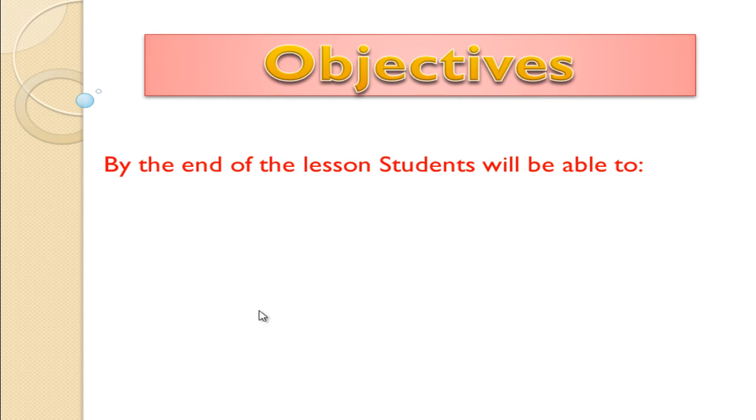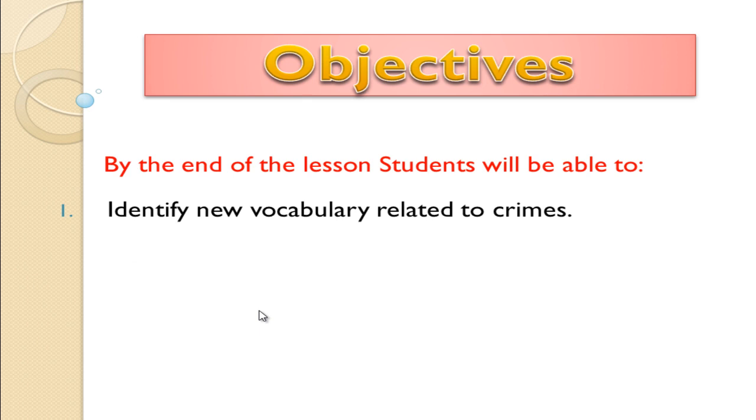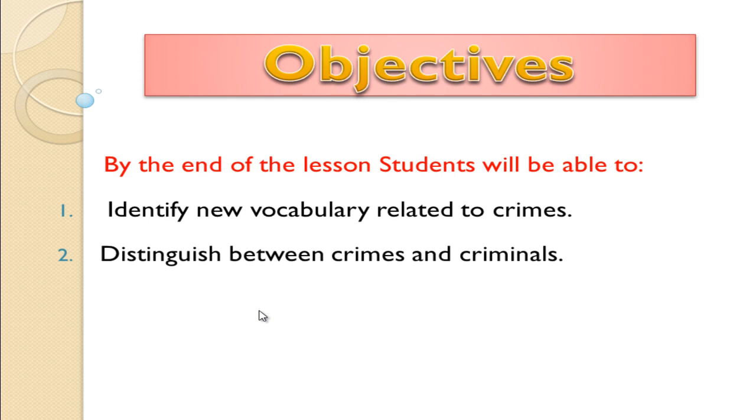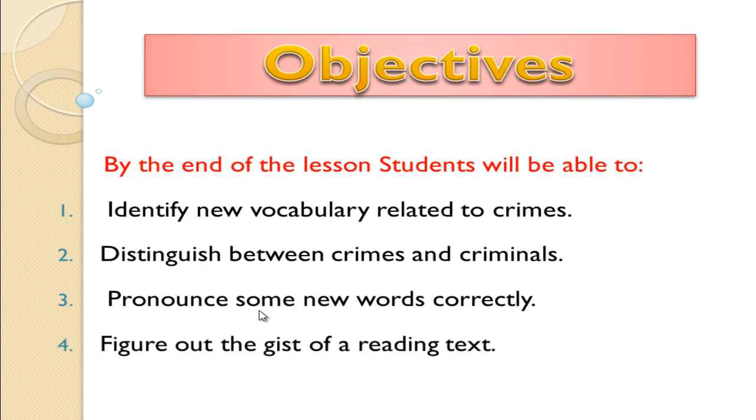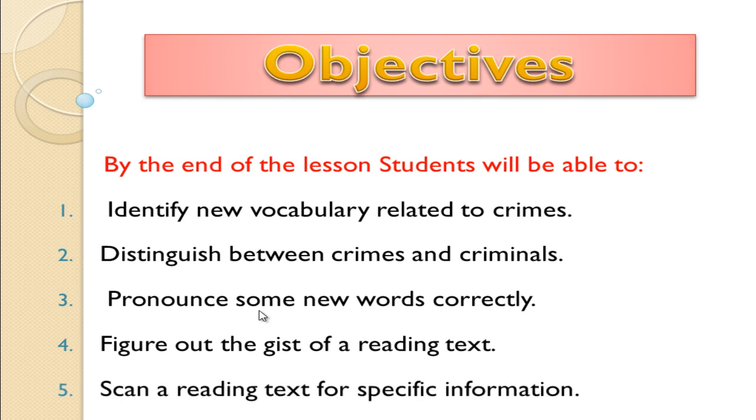Objectives of the lesson. By the end of the lesson, students will be able to, we have 5 objectives today that we are trying to achieve. Number 1, identify new vocabulary related to crimes. Number 2, distinguish between crimes and the criminals. 3, pronounce some new words correctly. 4, figure out the gist of a reading text. And last, scan a reading text for specific information. These are 5 objectives that we are going to achieve today.